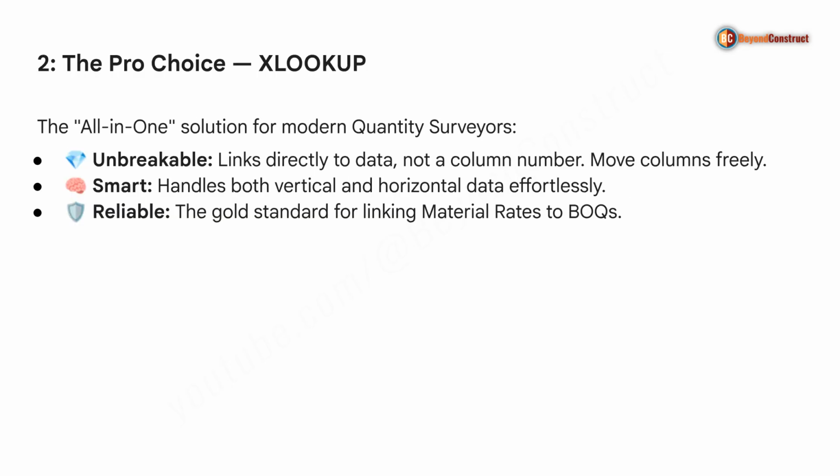The pro choice is XLOOKUP. It's the new gold standard, because it's unbreakable. Unlike VLOOKUP, XLOOKUP links directly to data arrays, not column numbers. The logic: instead of saying, look at column 3, you tell Excel, find this code in column A and give me the price from column F. The result: you can move, hide, or add 100 columns in between, and your BOQ stays perfectly synced. It also handles horizontal data, so you can ditch HLOOKUP entirely.